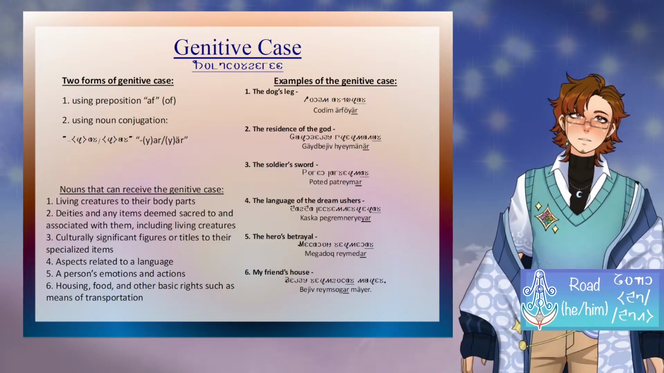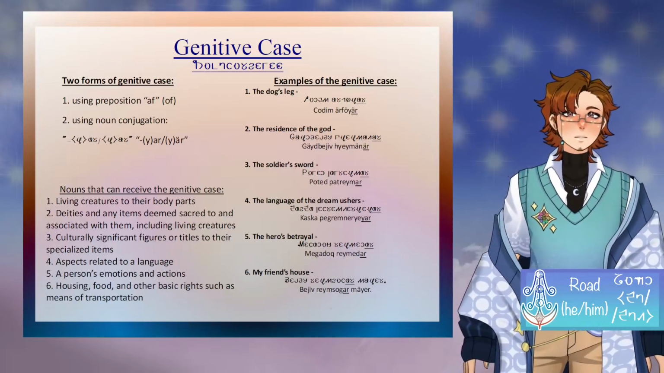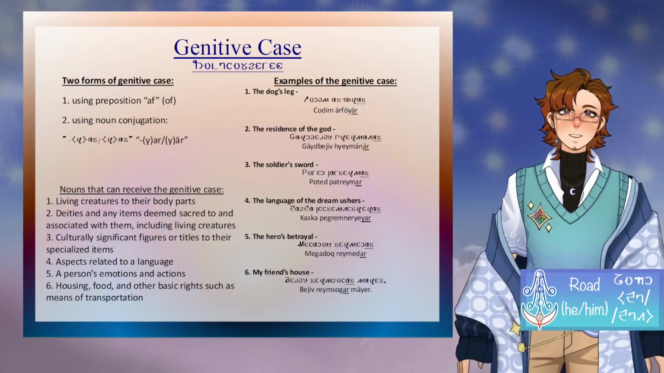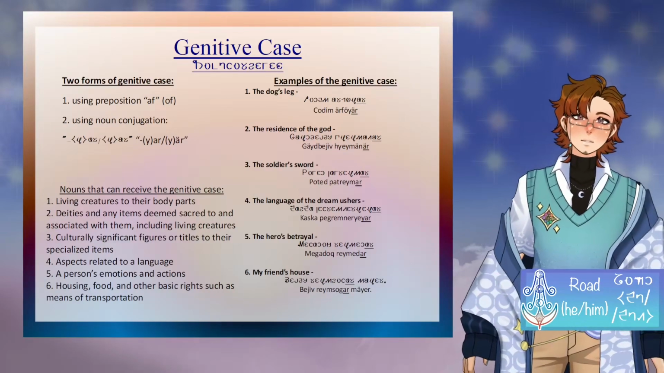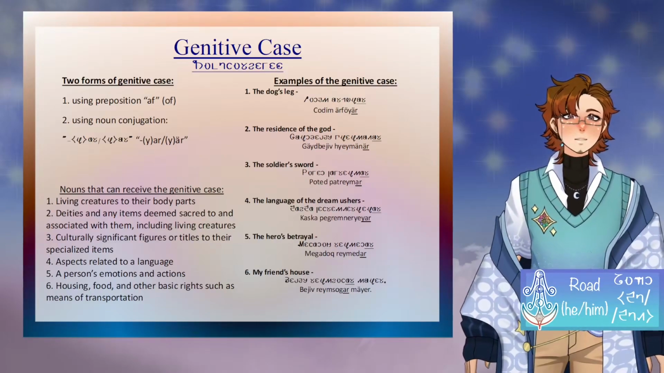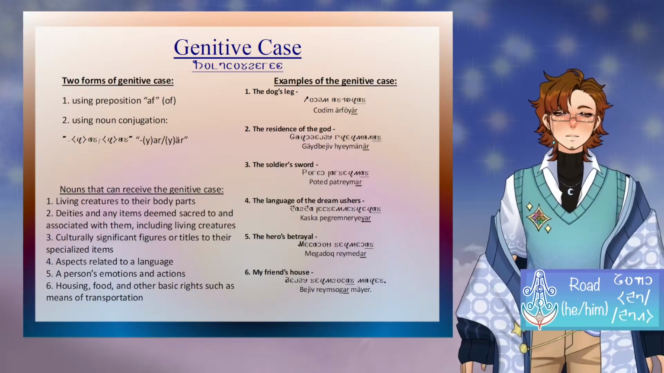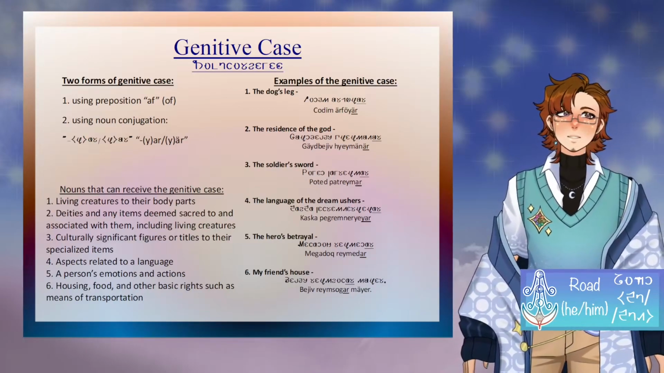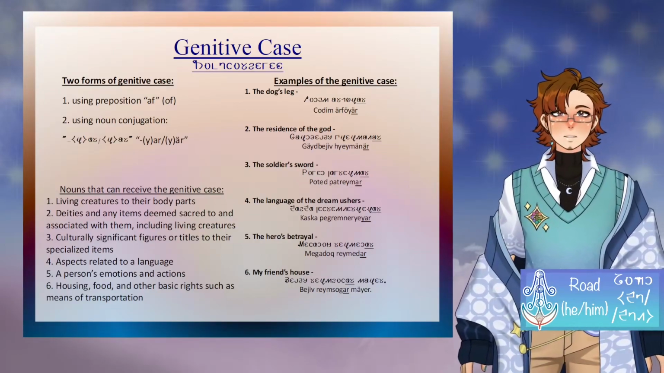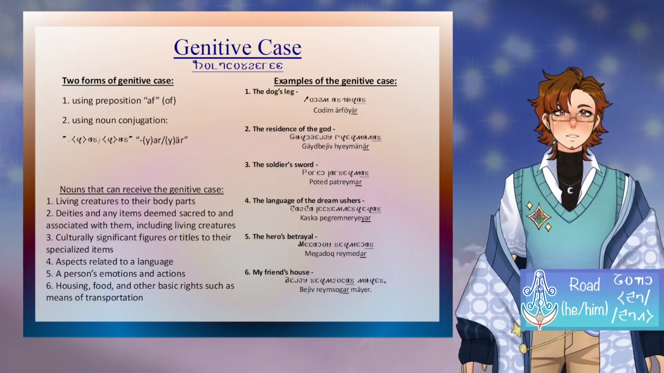So we have a few examples over on the right here. Let's read through them. In accordance to being one example for every kind of noun being able to receive the genitive case, as I said earlier. So we have the dog's leg, or konim arfiar. We have the residence of the god, Guide Bishiv Heimanar. We have the soldier's sword, Posre Patrimar.